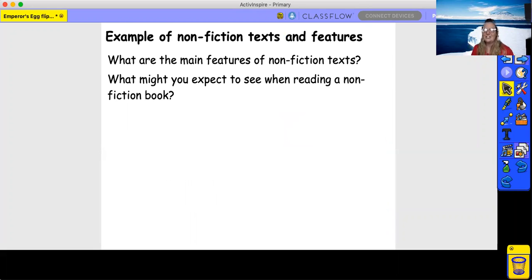So the first thing I'd like you to discuss with your adults, looking at an example of non-fiction texts, you might have one in your house, or if not, there is some on the Padlet. I want you to see if you can identify the main features. What might you expect to see when you're reading a non-fiction book? Pause the video now, and when you're ready, come back and we'll carry on.